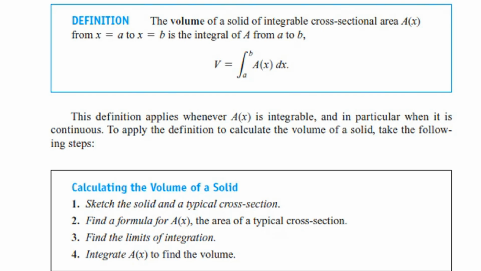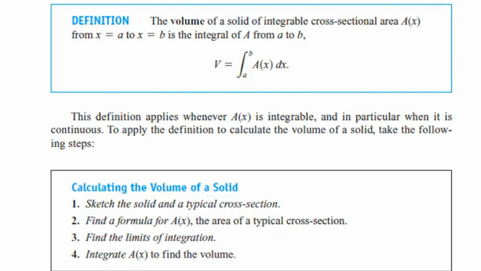So let's go first for the definition. The volume of a solid of integrable cross-sectional area, shall we say A of x, from x equals a to x equals b, so it refers to the intervals or the limits, is the integral of A of x dx from a to b. These definitions apply whenever A of x is integrable, and in particular, when it is continuous.